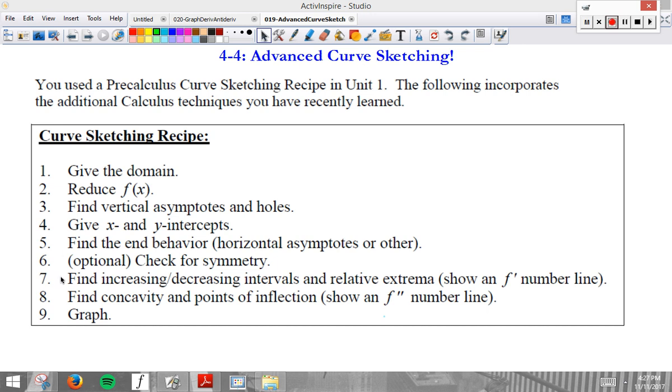These should all be familiar to you both from your work last year, as well as from Unit 1. The last two steps, finding increasing, decreasing behavior using an f prime number line, and finding concavity using points of inflection and an f double prime number line, that's the new stuff that we've learned in Chapter 4. So in Lesson 4-4, we're going to be doing a lot of the same stuff with two new techniques, and that all comes from the previous two lessons. So make sure you've mastered 4-2 and 4-3 before this point. Here we go.